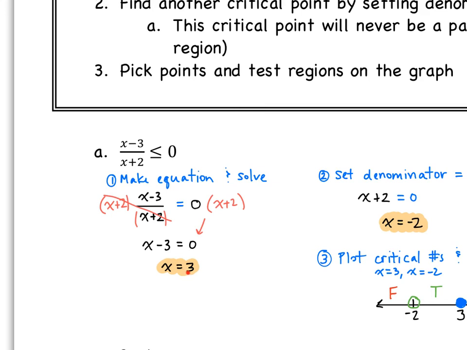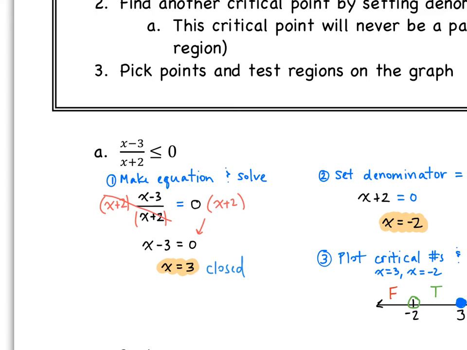Now to determine if this is an open or closed point on my number line, I look back at the original inequality. So this is less than or equal to. Is that going to be an open or a closed circle? Hopefully you say closed. So I know at x equals 3, we're going to have a closed circle there. That was the first step to find a critical point.